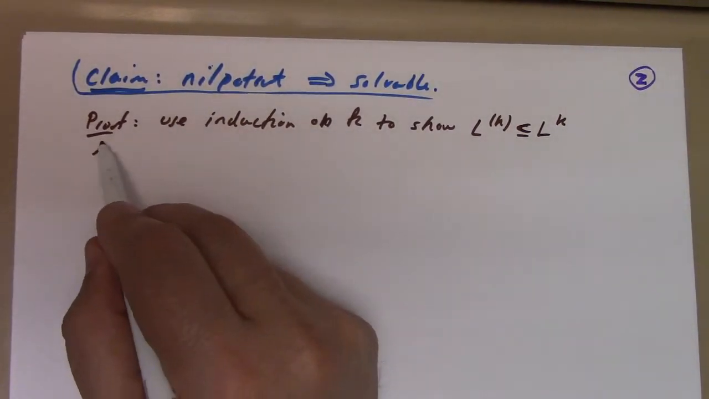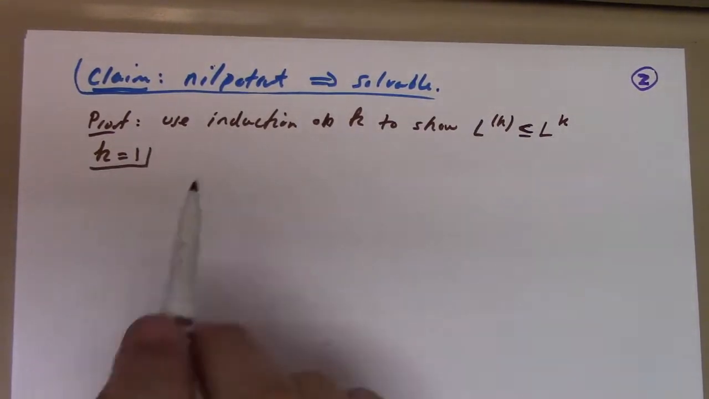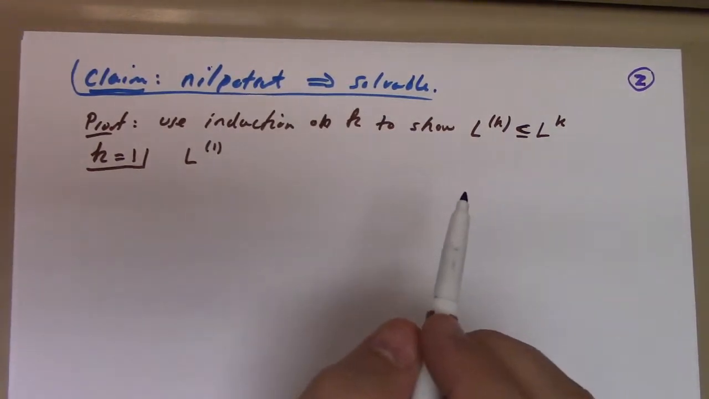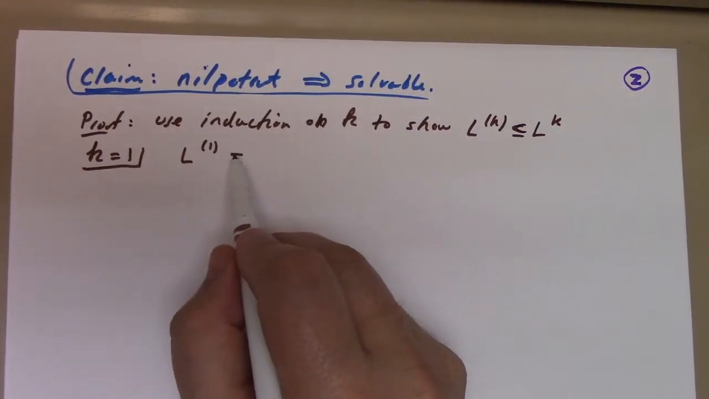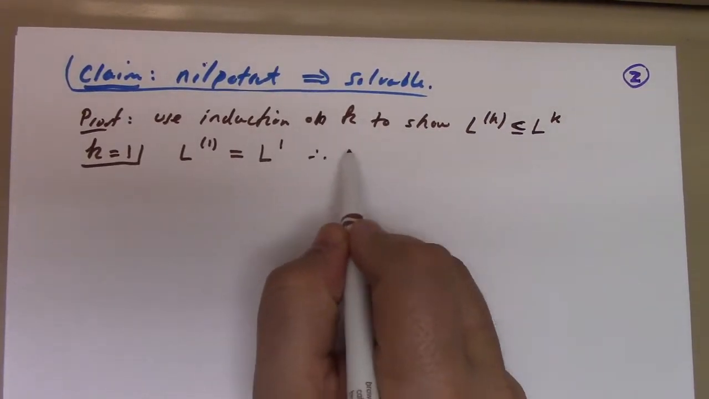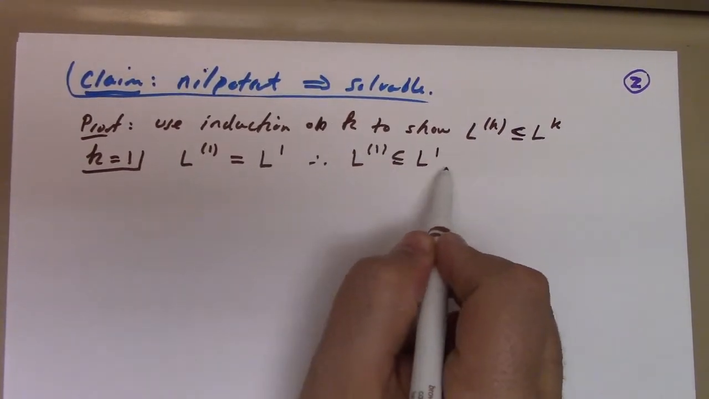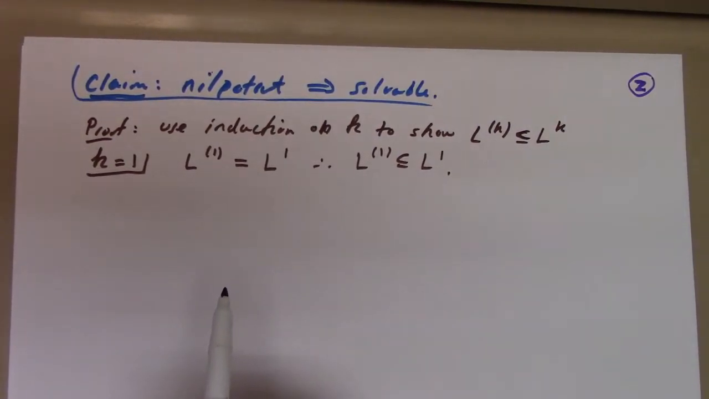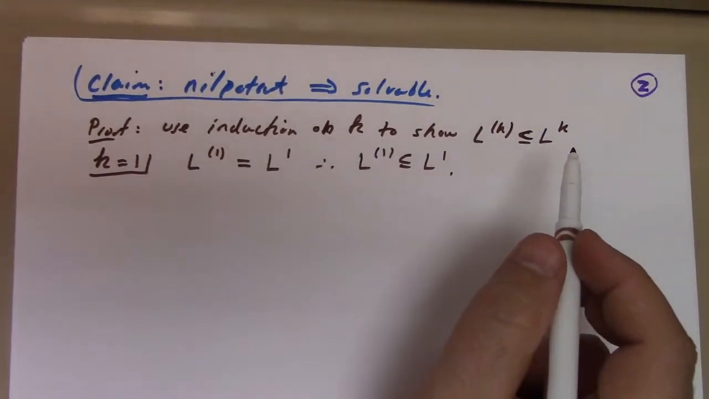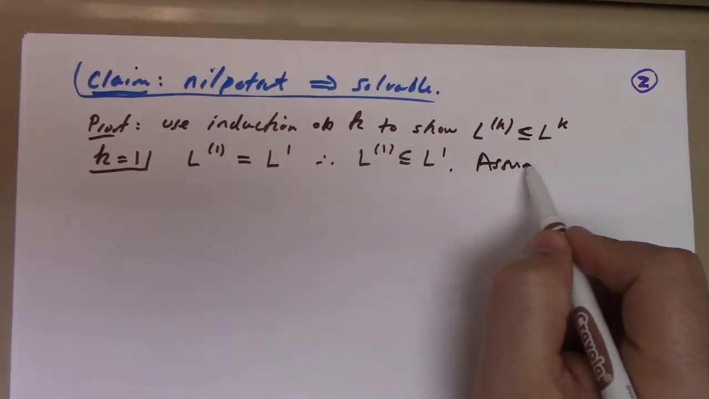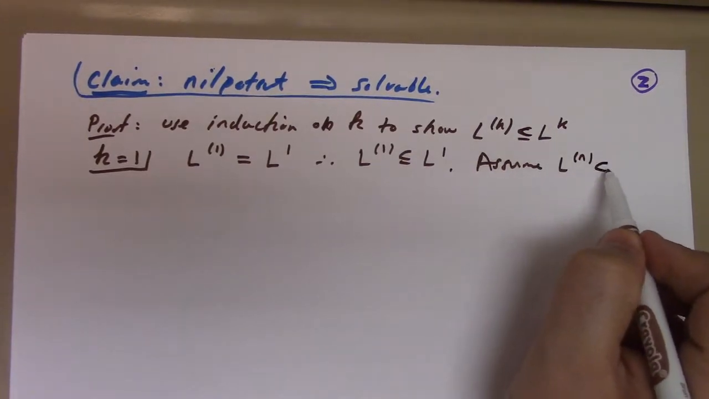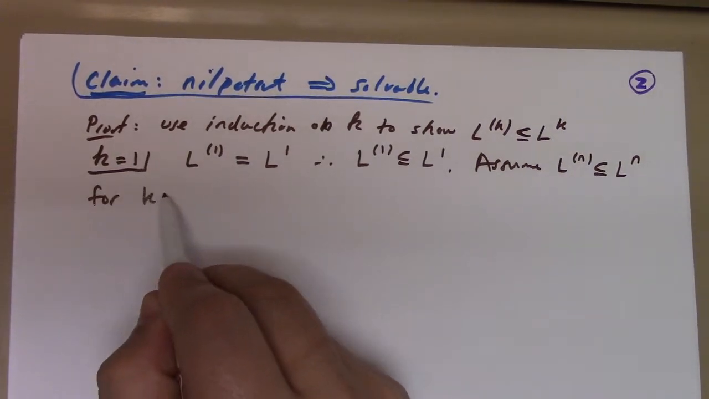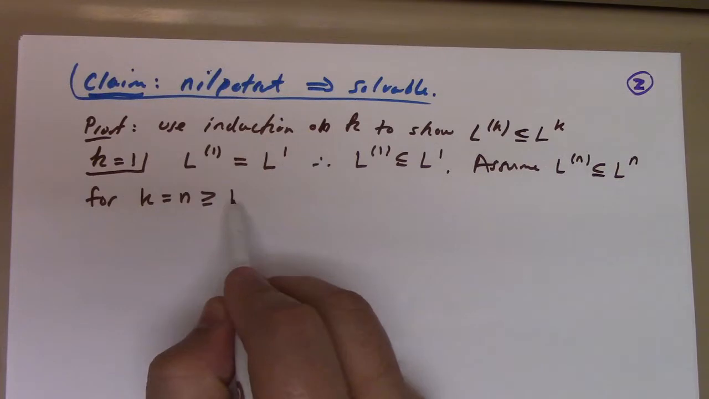So for k equals 1, L parentheses 1 is equal to L1, so of course L parentheses 1 is a subset of L1. Great. Next, assume that L parentheses n is a subset of Ln for some n, for k equals n greater than or equal to 1.